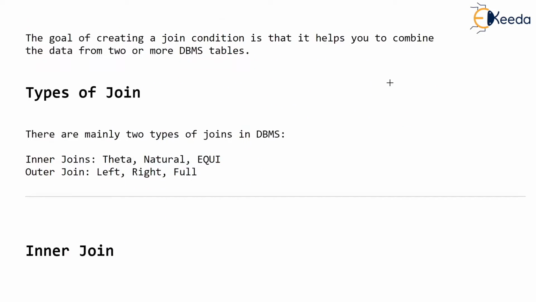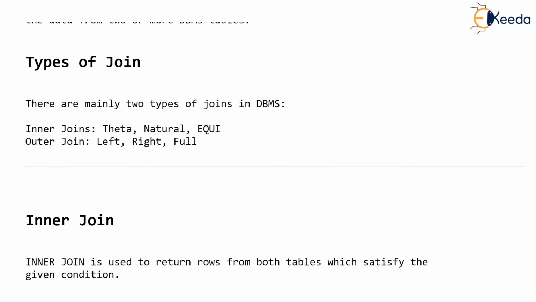What are the various types of joins? There are two major types of joins. The first one is inner join and the second one is outer join. This video is all about inner join, and within inner joins there are three types: theta join, equi-join and natural join. If you have seen the previous two videos of join, then you already know what inner join is. In fact, I could have labeled those videos as inner joins instead of simply as join.